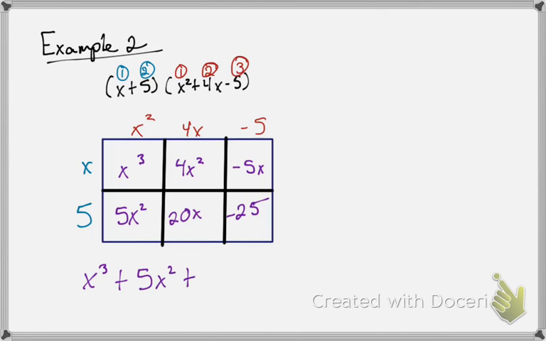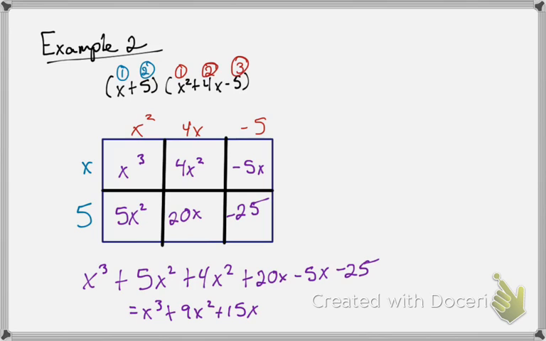So this time I am going to actually write the whole thing out, where we have x cubed plus 5x squared plus 4x squared plus 20x minus 5x minus 25. When I group my like terms together, I have x cubed, 5x squared plus 4x squared would be 9x squared. We have 20x minus 5x would be 15x, and then we have minus 25 at the end.